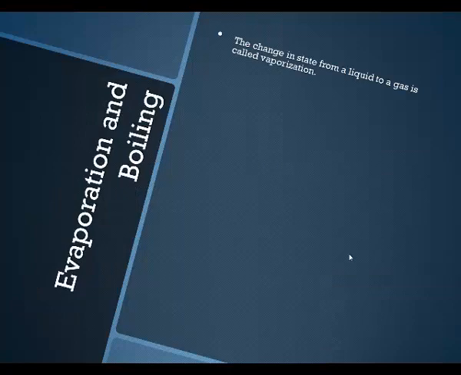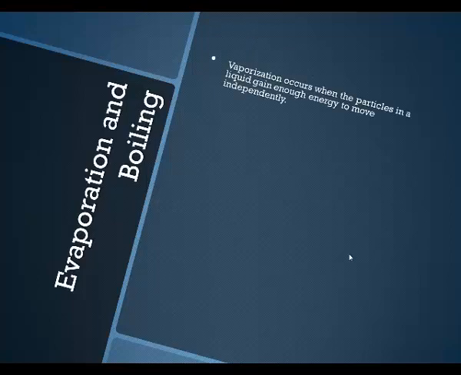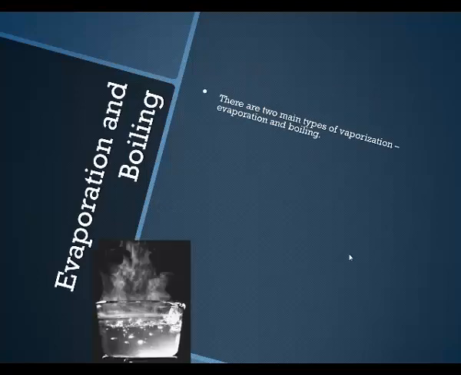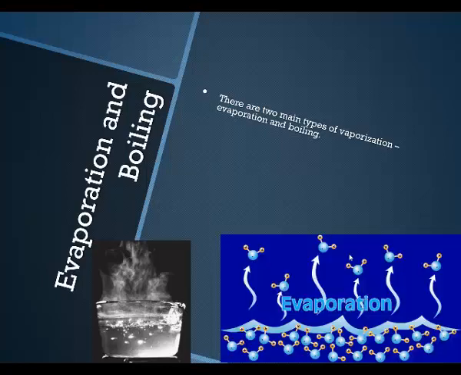Evaporation and boiling. The change in state from a liquid to a gas is called vaporization. Vaporization occurs when the particles in a liquid gain enough energy to move independently. There are two main types of vaporization. Those two types are evaporation and boiling. So we've seen boiling anytime we cook spaghetti or maybe macaroni and cheese. We boil a pot of water. You can see small bubbles that continue to come out of that liquid. That is boiling.